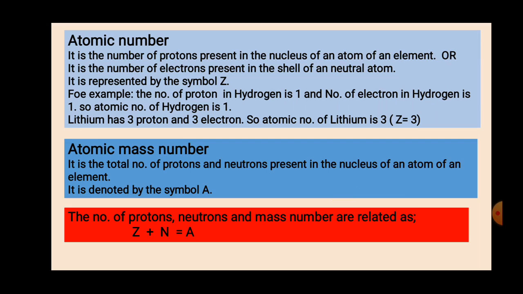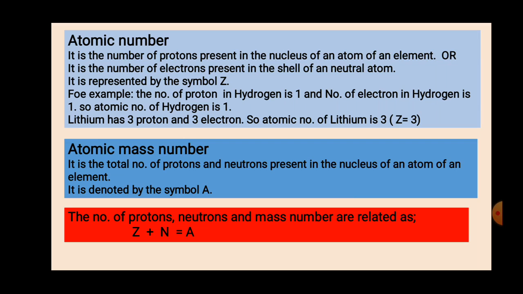Now, as I told you, it is the same atomic number, same mass number. What is the meaning of atomic number? What is the definition of atomic number? Atomic number is nothing but the number of protons. Now, usually, where are protons present? Protons are present in the nucleus. Protons and neutrons are present in the nucleus.